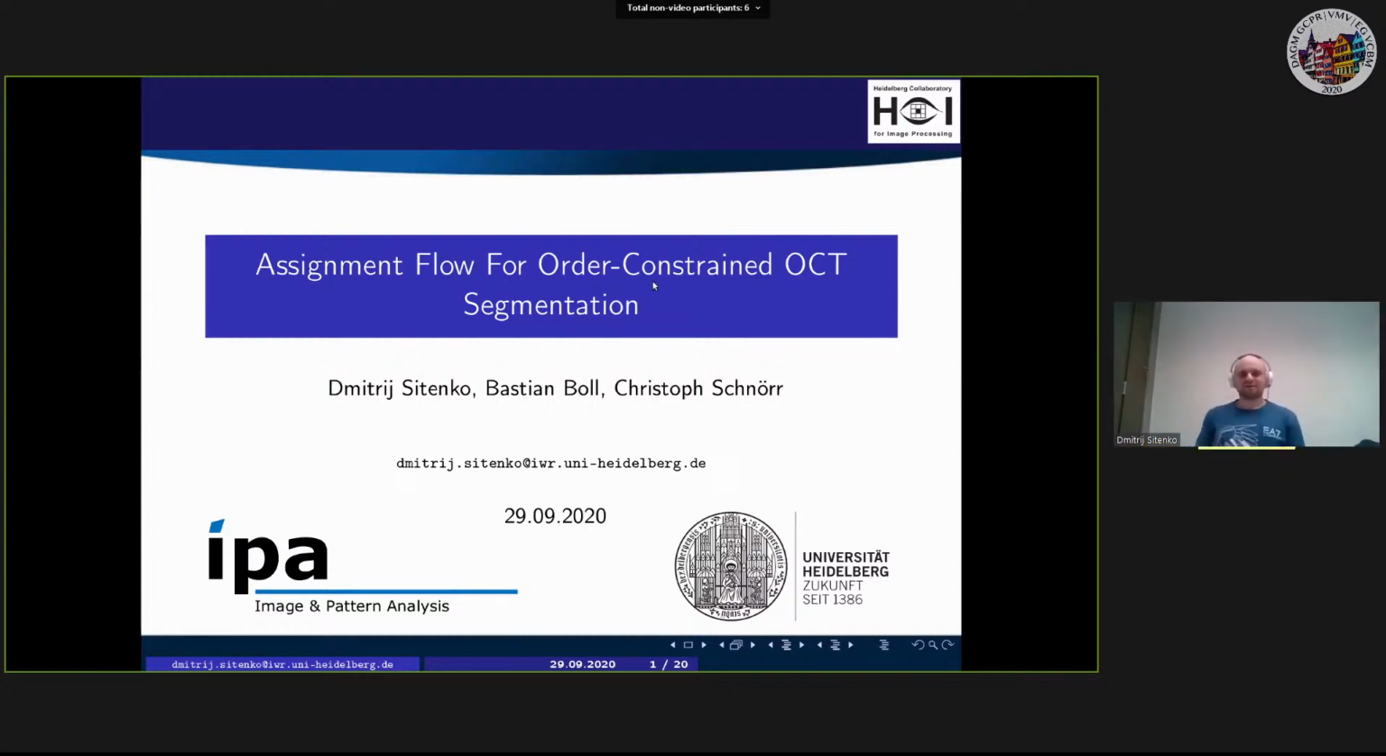Thank you for the kind introduction. So today I will present the recent work on the assignment flow for order-constrained OCT segmentation, which is driven by medical image applications such as in the field of detection of retinal eye diseases. This is the joint work with Bastian Boll and Christoph Schnörr.